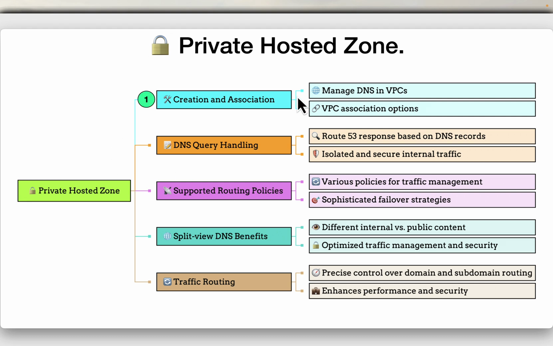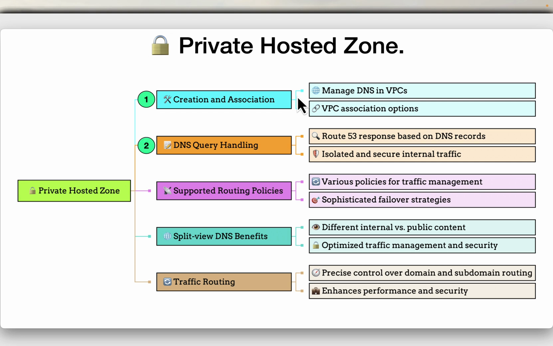Next, let's see what is private hosted zone. First, creation and association. A private hosted zone in Amazon Route 53 is designed for managing DNS records within one or more Amazon VPCs, virtual private cloud. So private cloud and private hosted zone, both are linked together. This allows for internal network use. It can be within your VPC or corporate data center via Direct Connect, but it's private. It's not for public consumption. It can be associated with a VPC upon creation, with options to associate additional VPCs later.